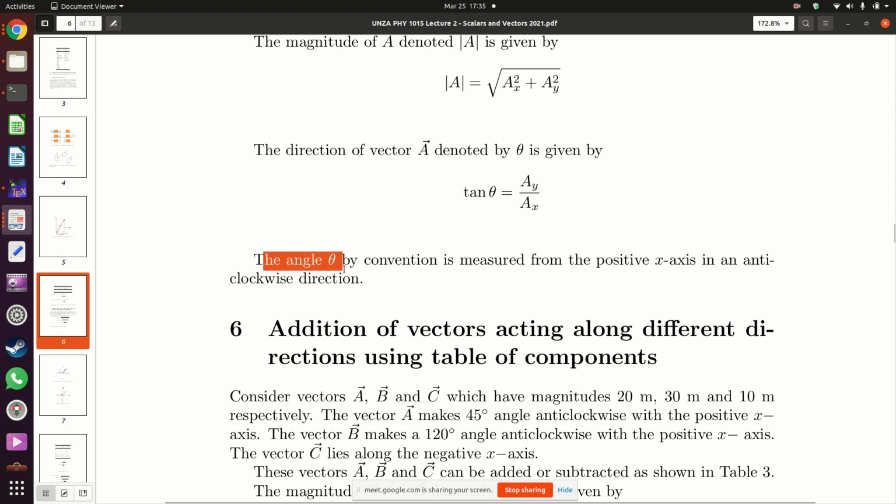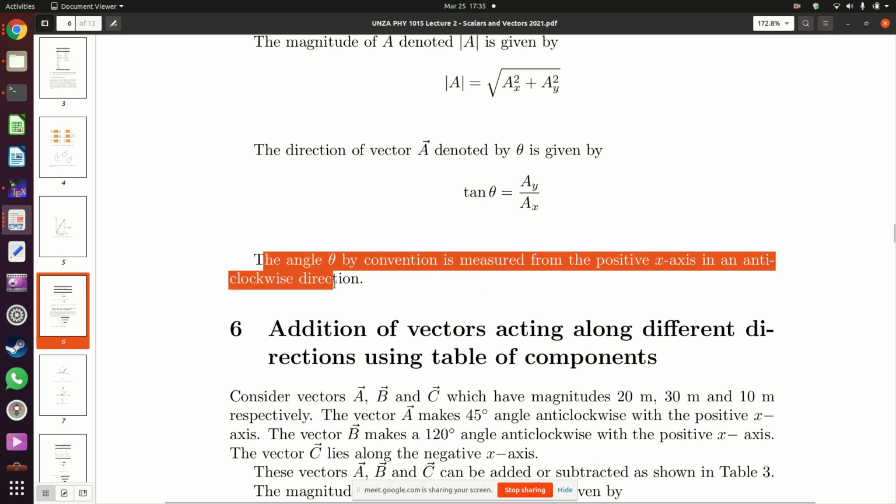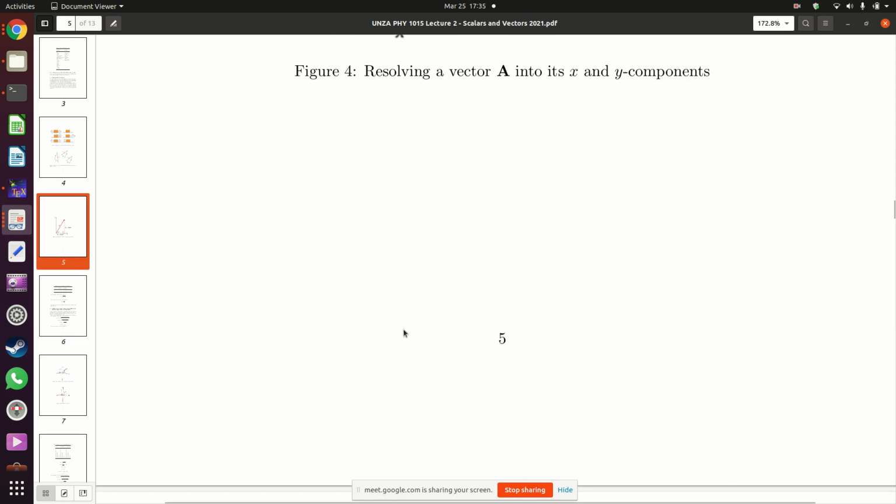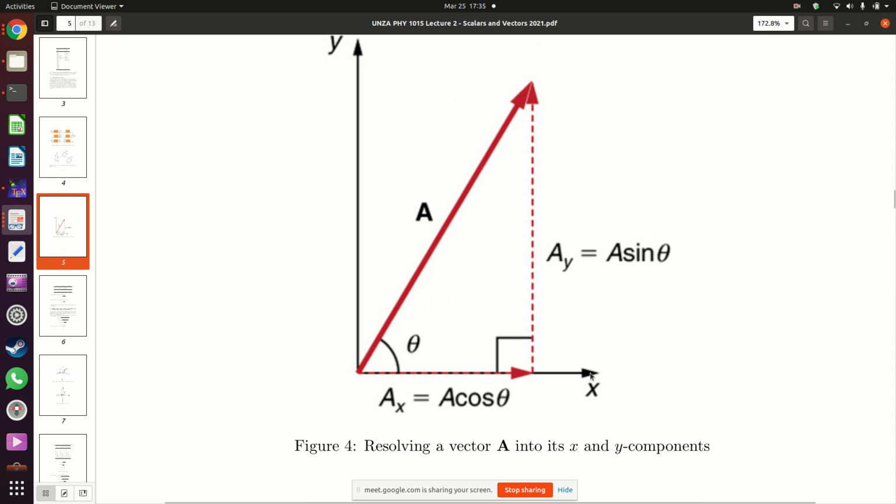We measure the angles by convention from the positive x-axis in an anti-clockwise direction. We measure angles from the positive x-axis, then we go in an anti-clockwise direction. Such an angle measured like this is a positive angle. If we measure an angle in a clockwise direction, then that angle is going to be negative. So all our angles in this course will be measured from the positive x-axis, then we go in an anti-clockwise direction.